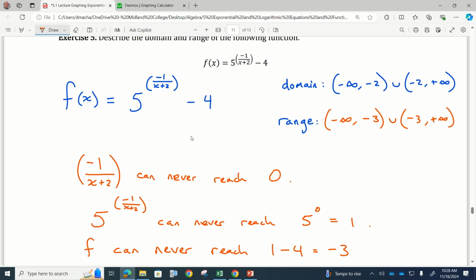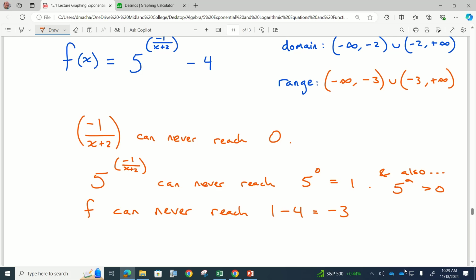That's true. And also, this is positive, right? 5 to the power anything is greater than 0. It's an exponential function. And so that means my range, if this is a positive number -4, has to start at -4.